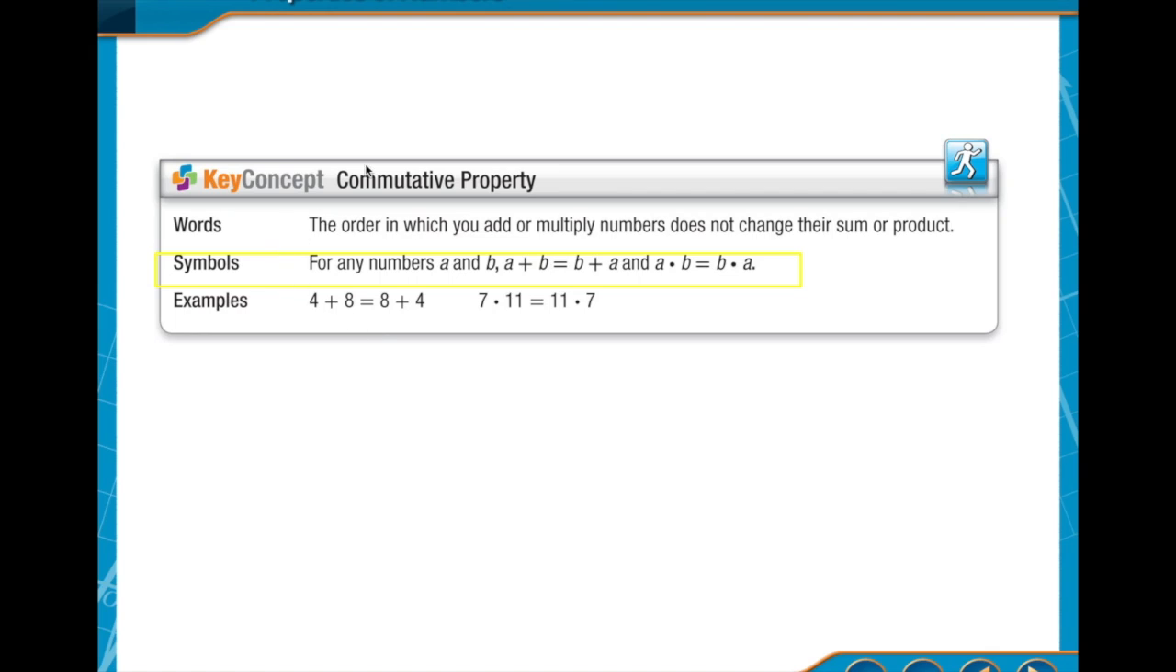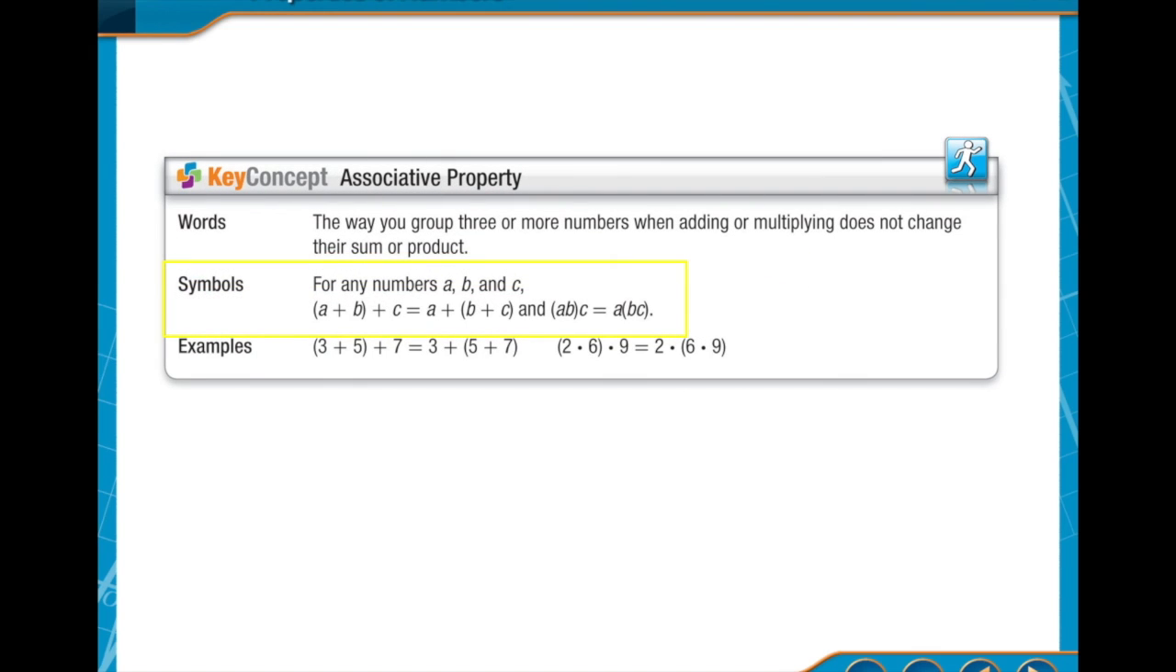Moving on to an additional rule, the commutative property. So commutative, meaning like commuting, is moving from one place to another. So the commutative property, given two numbers, a plus b, if they equal each other, b plus a, we can also say that a times b would equal b times a. So all we're doing is switching the order.